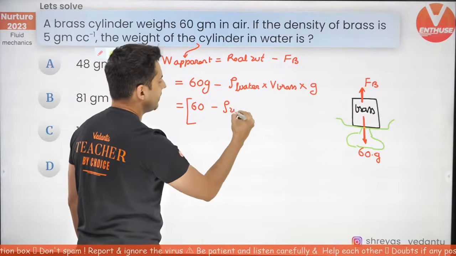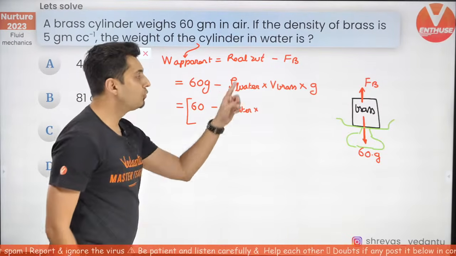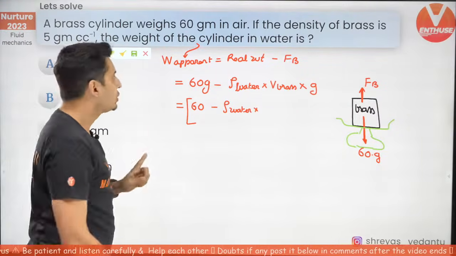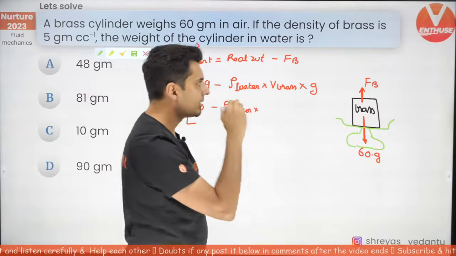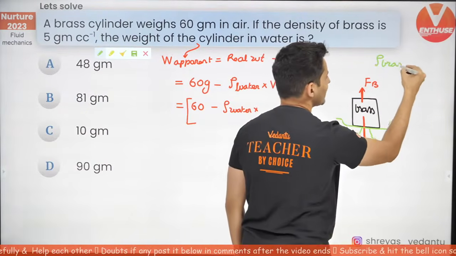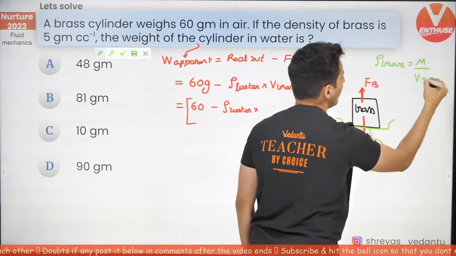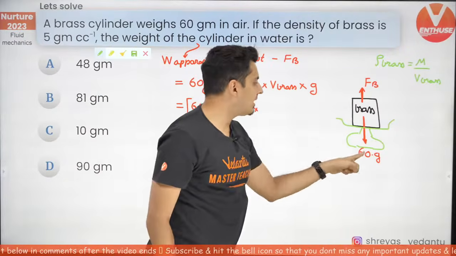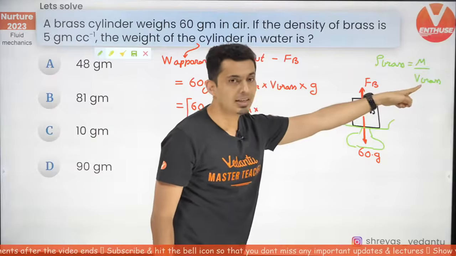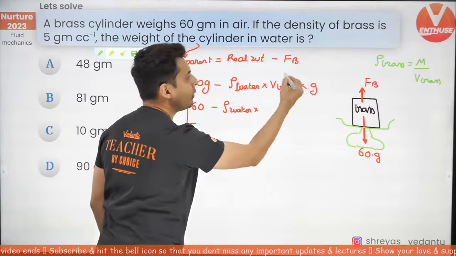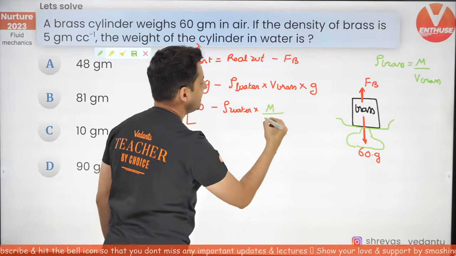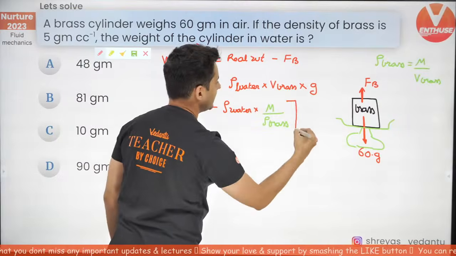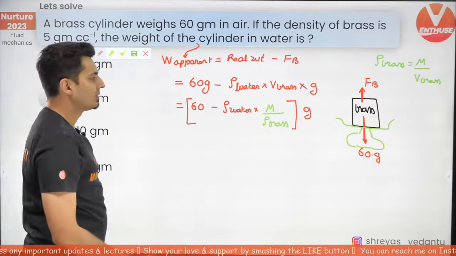density of water, volume of brass. It's not given, but density is given. I can do something over here. And what is that something? Think. Density of brass is mass of the brass upon volume of the brass. So density of brass is known. Mass of the brass is also known, 60 grams. So can't I find the volume? Correct? So just put the volume of the brass as mass divided by density of brass. That's it. Because g was taken out common, it goes over here.